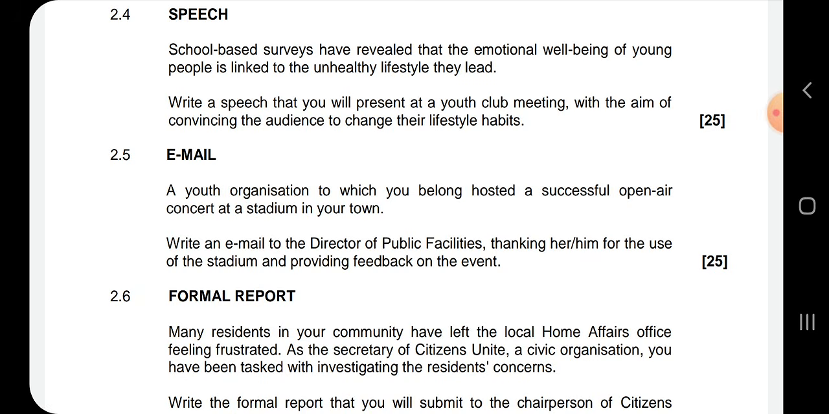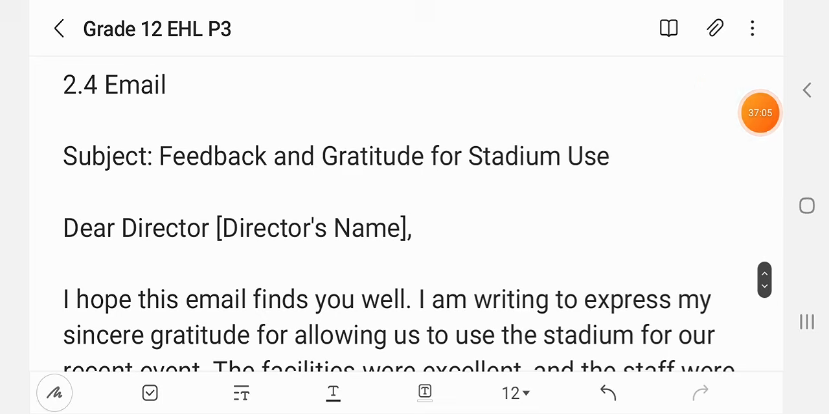So the task says a youth organization to which you belong hosted a successful open air concert at a stadium in your town. Write an email to the director of public facilities thanking her or him for the use of the stadium and providing feedback on the event. So me, I didn't write the email of the person I'm sending to because it's the city council. It's a formal email. So the subject is feedback and gratitude for the stadium use. The director, you will say Mr. Mama. That is the director's name.